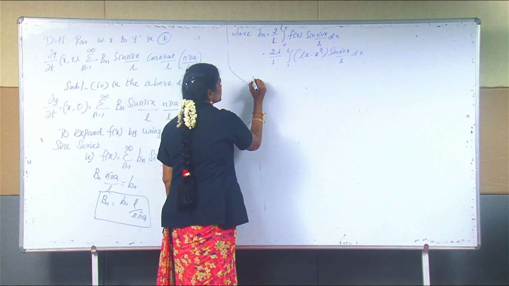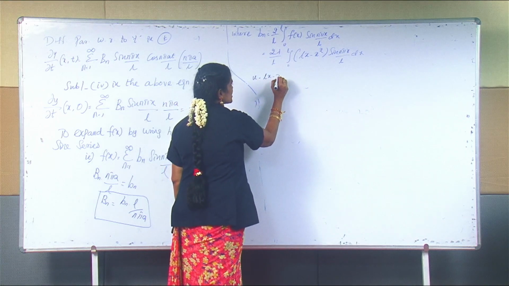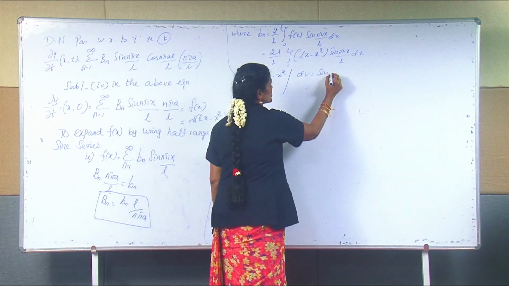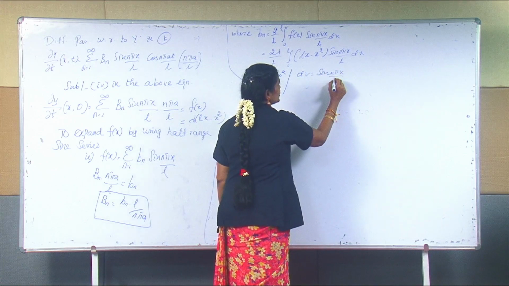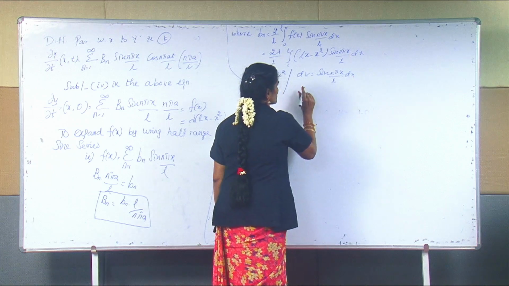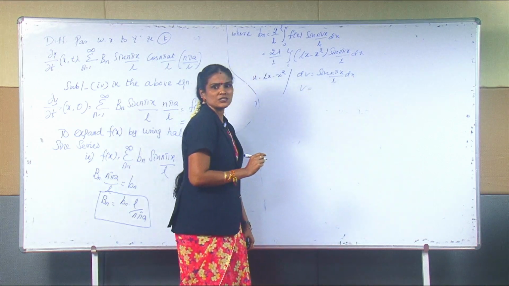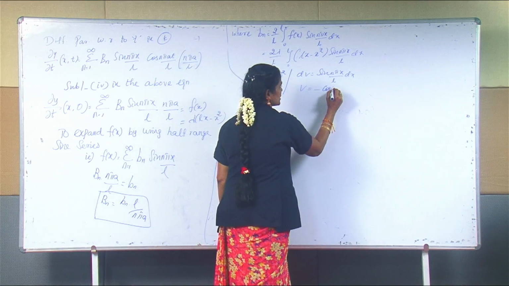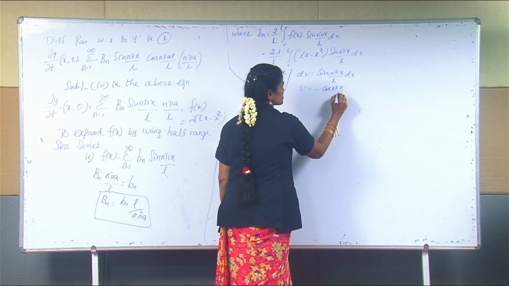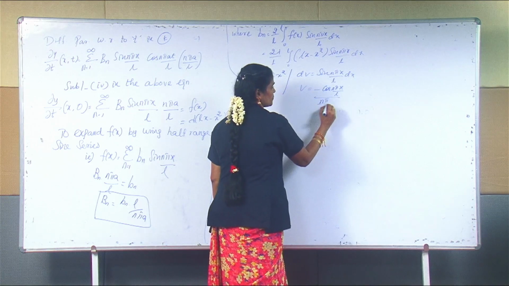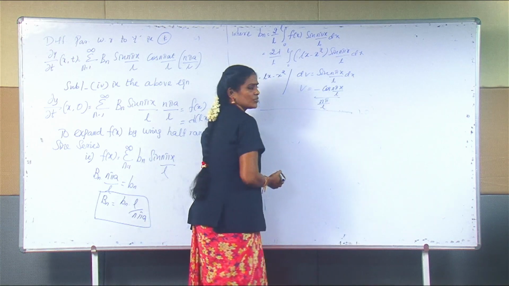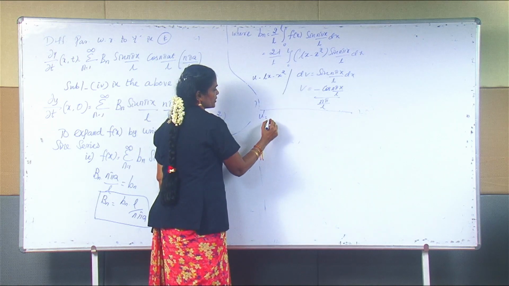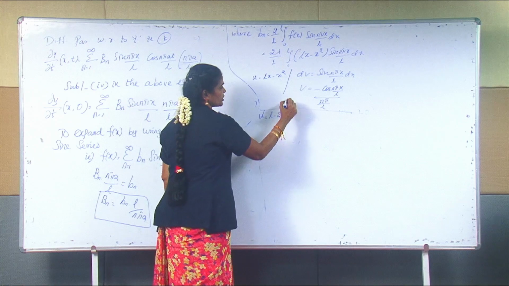So you take u equal to Lx minus x square, and the remaining value is dv, the dv value is sin n pi x by L into dx. First you have to integrate this function. Integrating it, sin integration is minus cos, so minus cos n pi x by L divided by n pi by L. Next, you have to differentiate this function. If you differentiate Lx minus x square, it becomes L minus 2x.